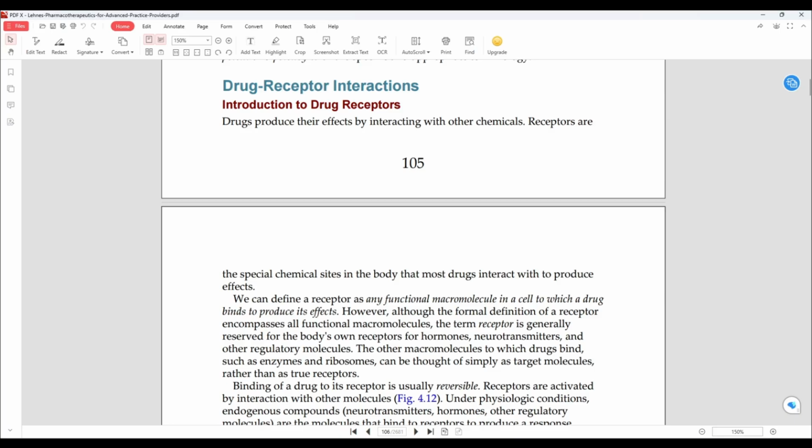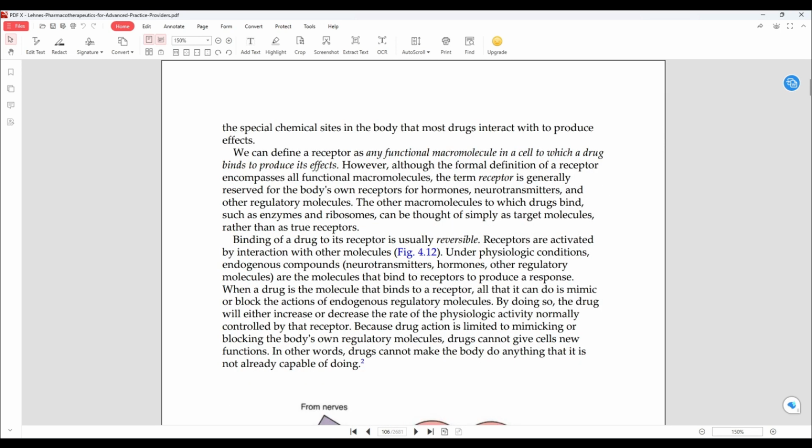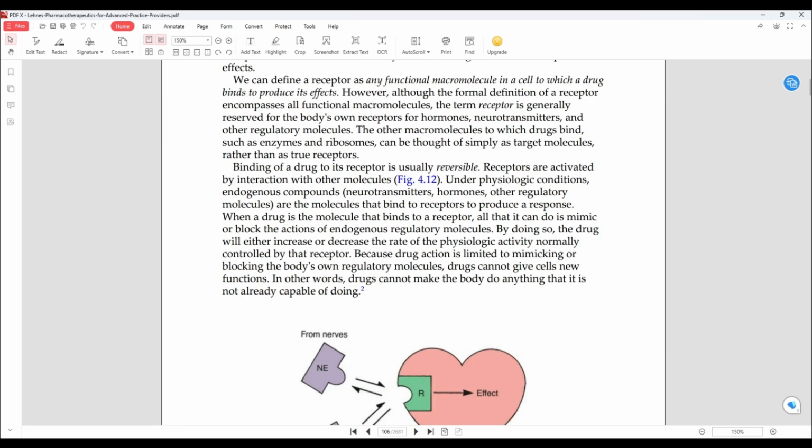Receptors are the special chemical sites in the body that most drugs interact with to produce effects. We can define a receptor as a functional macromolecule in a cell to which a drug binds to produce its effects. However, although the formal definition of a receptor encompasses all functional macromolecules, the term receptor is generally reserved for the body's own receptors, for hormones, neurotransmitters, and other regulatory molecules. The other macromolecules in which drugs bind, such as enzymes and ribosomes, can be thought of simply as target molecules, rather than true receptors. Binding of a drug to its receptor is usually reversible.